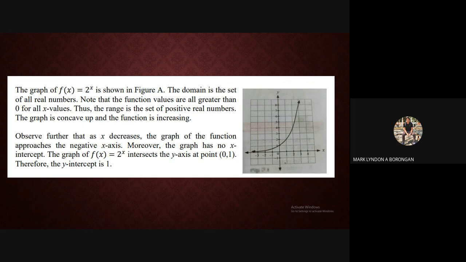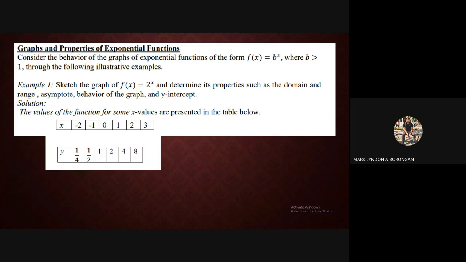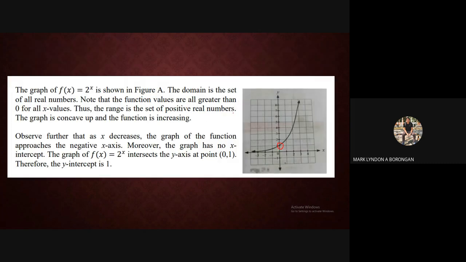Okay? So observe further that as x decreases, the graph of the function approaches the negative x-axis. Moreover, the graph has no x-intercept. So the graph of f of x is equal to 2 to the power of x intersects the y-axis at point (0, 1). So na-intersect siya diari. Muna siya ang point (0, 1). So makita na to ni siya when our x is 0. So atong x kay 0, 2 to the power of 0, so equal siya 1. So na-touch siya diari. Therefore, the y-intercept is equal to 1. Okay?